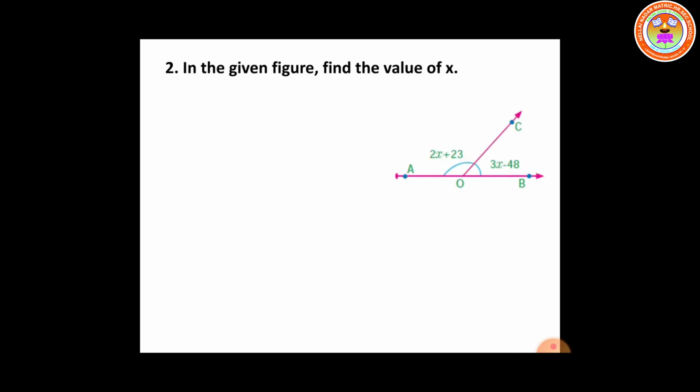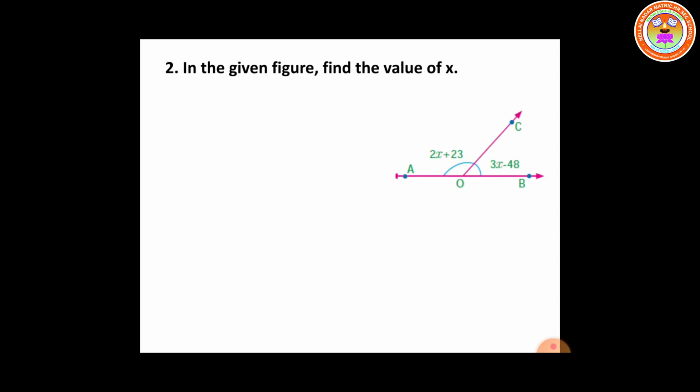Next, second one. In the given figure, find the value of x. So see that one. AOB is a straight line. OC is a common arm. O is a common vertex. Angle AOC equals 2x plus 23. Angle BOC equals 3x minus 48.